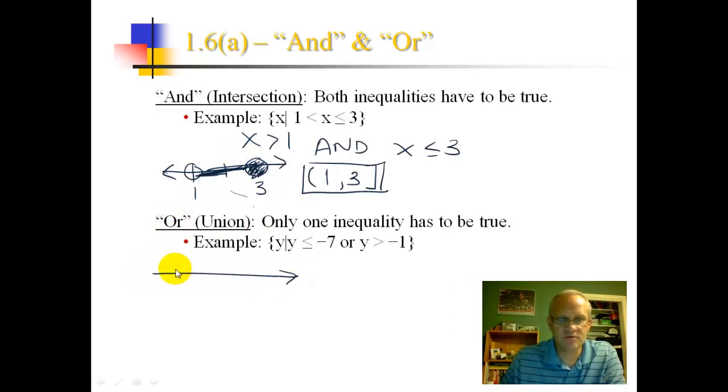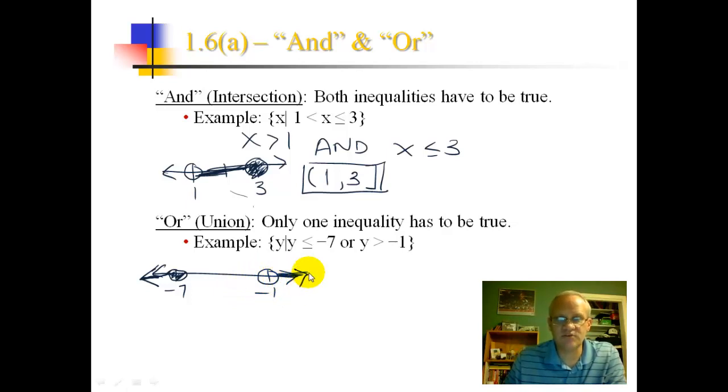So here's our graph. We've got say -7 here, -1 up here somewhere. So it's going to be less than or equal to -7. So filled in circle on -7. And the arrow goes to the left. And then on -1, it's an open circle, and it goes to the right. So our graph is going to look like that.